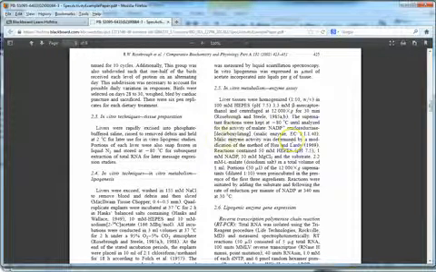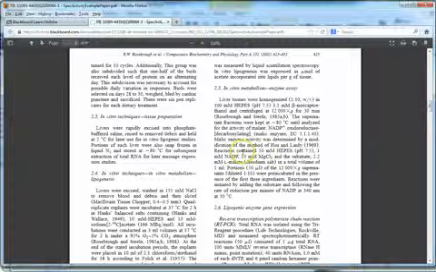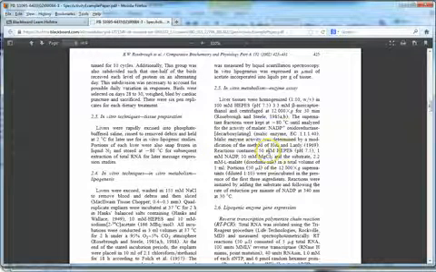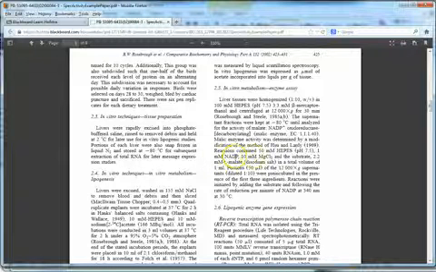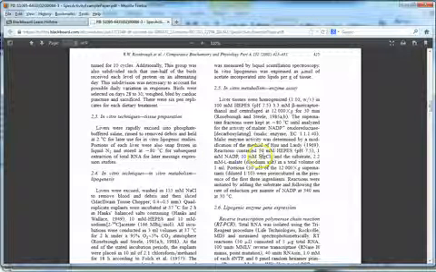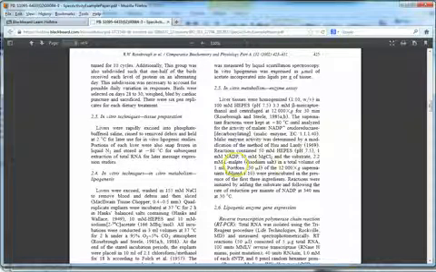Down here, malic enzyme activity was determined by a modification of the method of Shu and Lardy. We don't have a reference like that. Reactions included 50 millimolar HEPES, pH 7.5, 1 millimolar NADP, 10 millimolar magnesium chloride, and the substrate, 2.2 millimolar L-malate as the disodium salt.